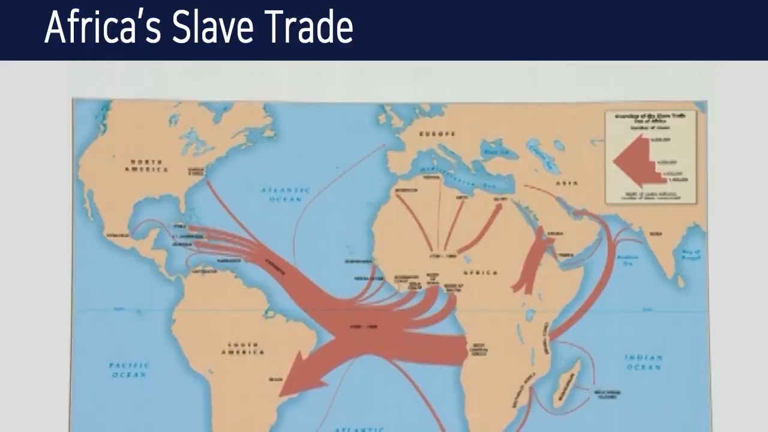So this was a huge event, and one particular characteristic of this event is that it was Africans enslaving other Africans. It wasn't Europeans enslaving Africans, it was Africans enslaving each other, selling them to Europeans, and then Europeans shipping them to the Americas. Okay?